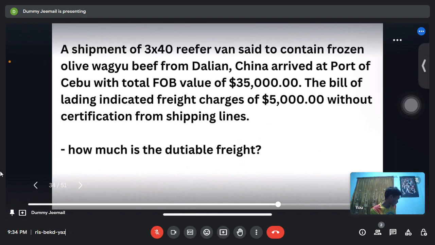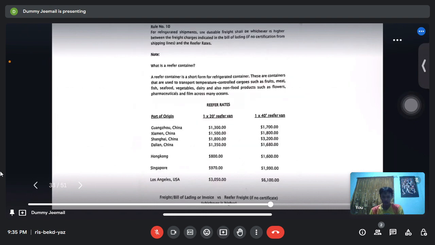Rule number 10. Wala man. So, as I said, 3 by 40 man siya. So ato i-multiply ang unit niya. So yung unit is 3, 3 by 40. So ato i-multiply sa iyang reefer rate. 1 by 40 man siya.